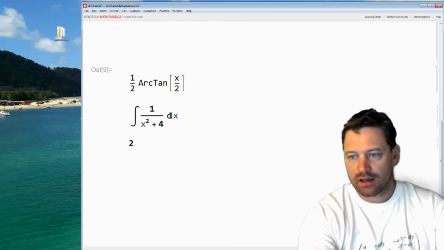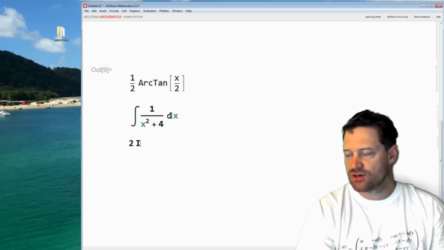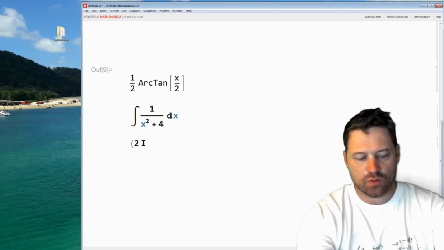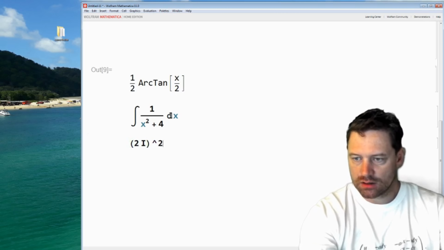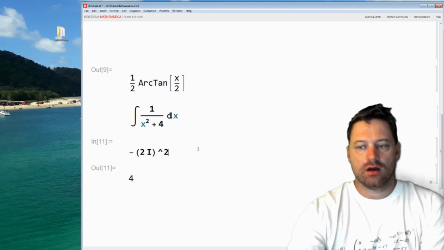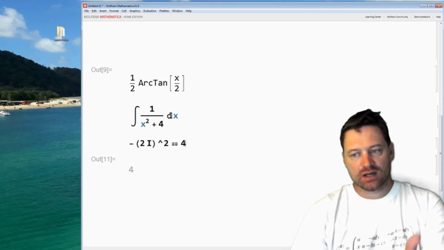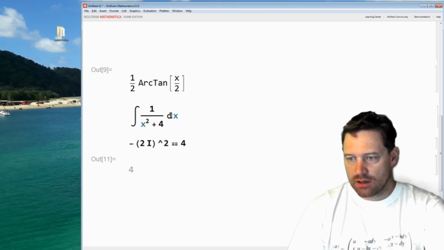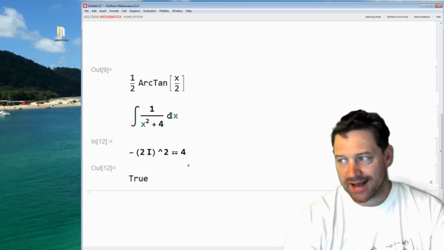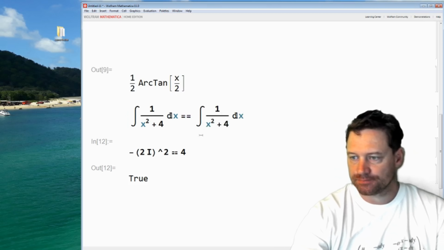Now when you enter the square root of minus 1 in Mathematica, uppercase I is used for that. So let's square 2i. Shift enter, we get minus 4. So if we put a minus in there, what we've deduced is that this is equal to 4. I put an equals in there. Now this is a question: are these two quantities equal? Shift enter, True. All good.